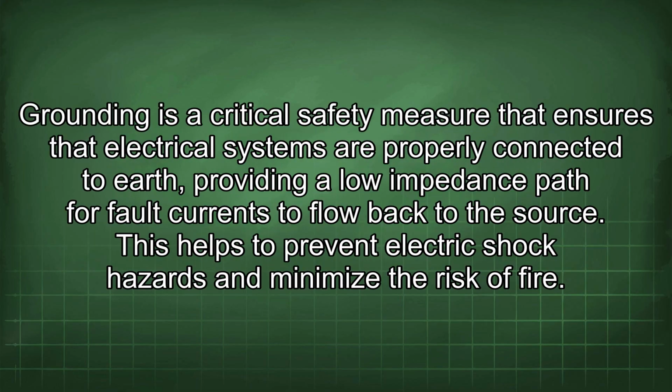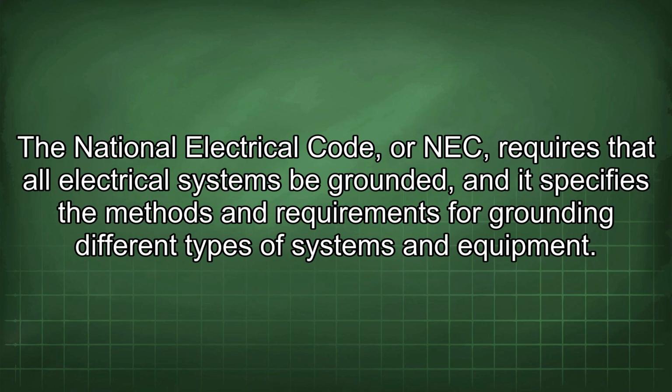Grounding is a critical safety measure that ensures that electrical systems are properly connected to earth, providing a low impedance path for fault currents to flow back to the source. This helps to prevent electric shock hazards and minimize the risk of fire. The National Electrical Code, or NEC, requires that all electrical systems be grounded, and it specifies the methods and requirements for grounding different types of systems and equipment.